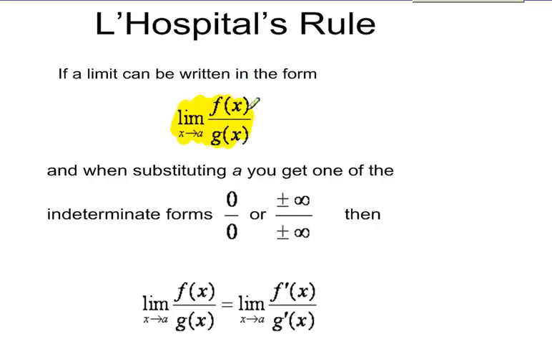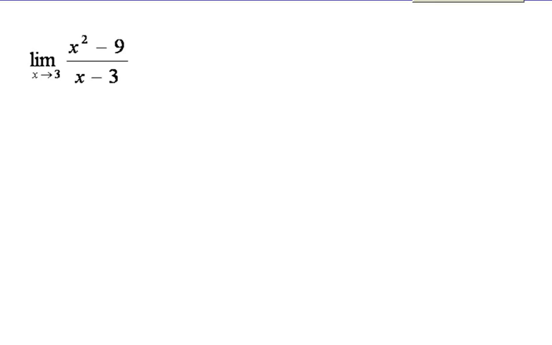where we've got the limit and we've got a function on top and a function on bottom, and if you plug in a and you either get 0 over 0 or infinity over infinity, it turns out that the limit of the original equals the limit of the derivative of the top over the derivative of the bottom. But it's very important that this situation is true. All right, so let's take an example problem.